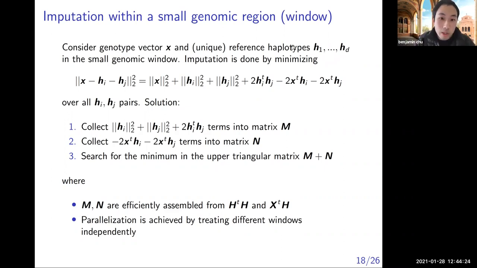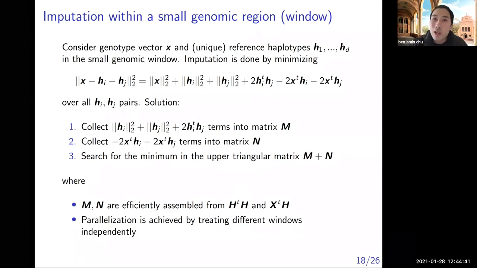Empirically, shorter windows are faster because this matrix M gets very big if you have a longer window width. But it will also be less accurate, presumably. So actually, I'm not sure if a longer window is less accurate.